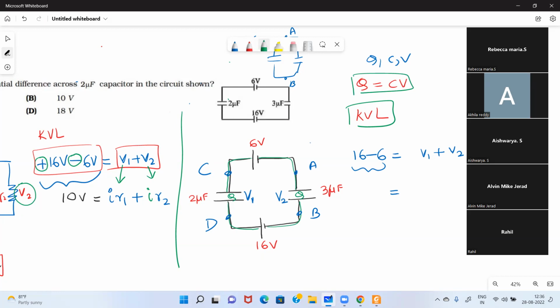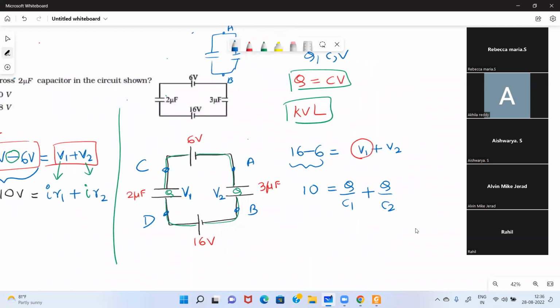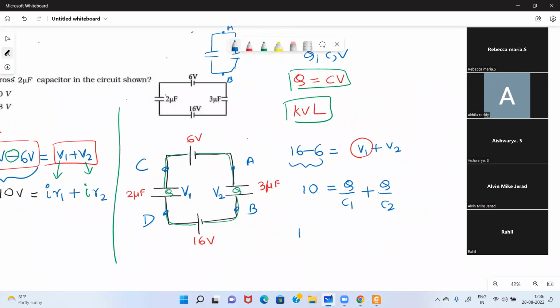So what is V equal to? Q by C. Yes. Okay. So what is V1? Q by C1. What is V2? Q by C2. So that is equal to 16 minus 6, which is what? 10. Yes. Okay. C1 and C2 are already given to us.